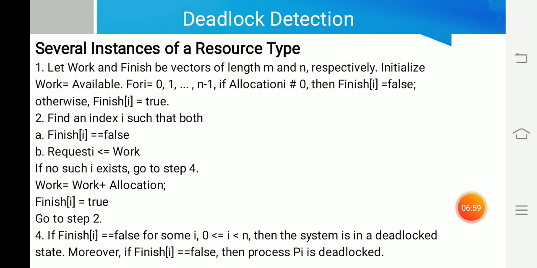At step 4, if the finish of I is false, we have to detect the deadlock. So we will find out which process condition is false. We'll check from 0 to n for every process. If any single process is holding false, then there is a deadlock. And we'll find which process is holding false, that process is leading to the deadlock. So from deadlock detection, we're finding out which processes are leading to the deadlock. So here we'll find the deadlocks.